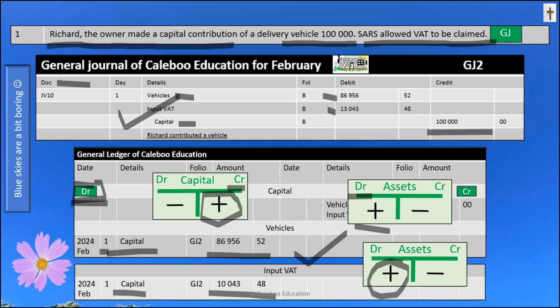Richard made a capital contribution of a delivery vehicle, 100,000. We were allowed to claim input VAT. Let's move on to the next transaction.